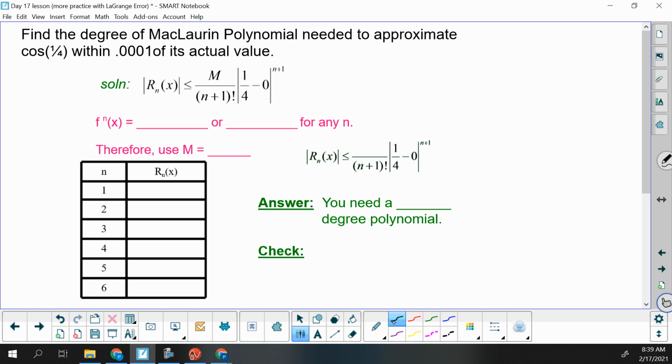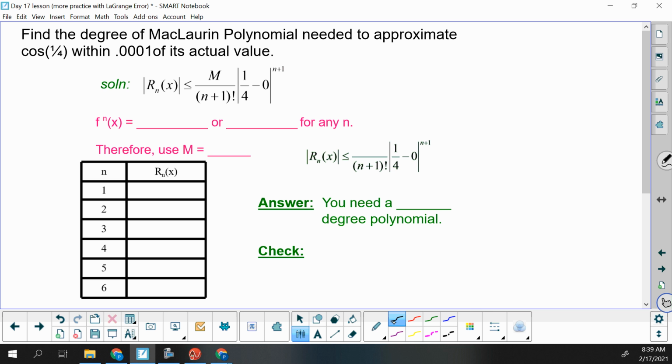All right, so our next one, we're working with cos. We want to find what degree we would need to be within 0.0001 of the actual value of cos of a fourth. Right at the start, I'm already telling myself, okay, I know my answer's got to be an even degree, because cos is only even powers when we do its Taylor polynomial.